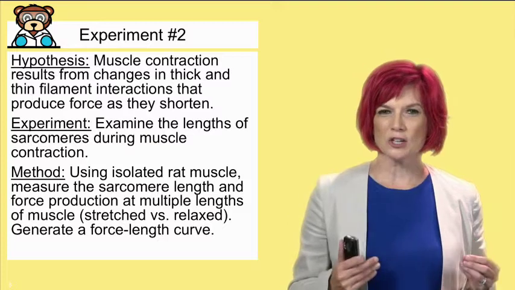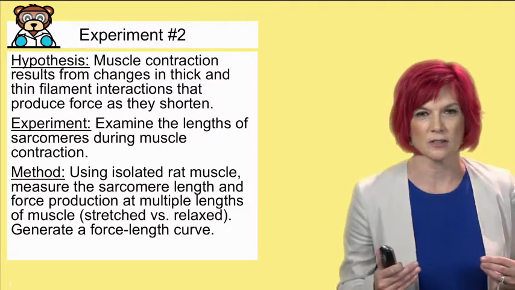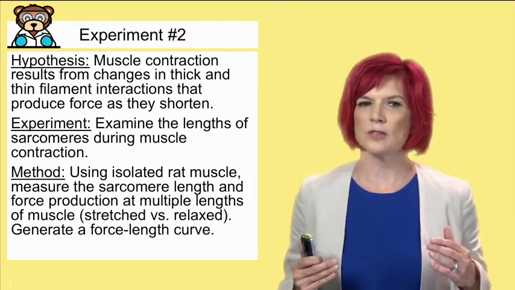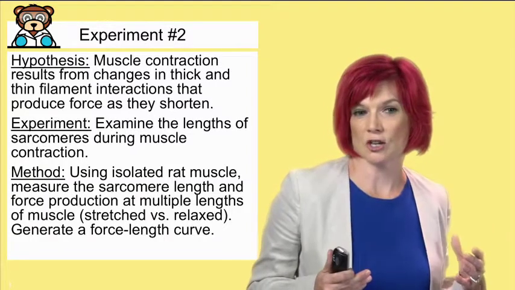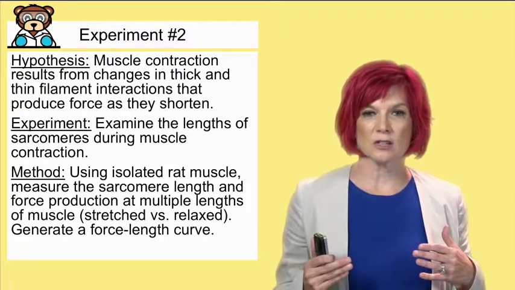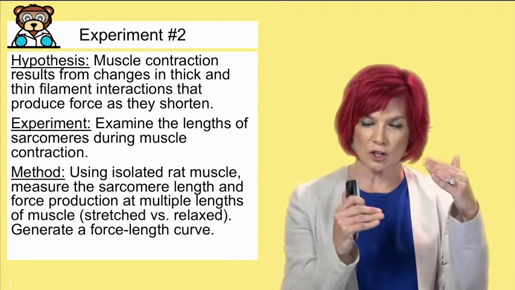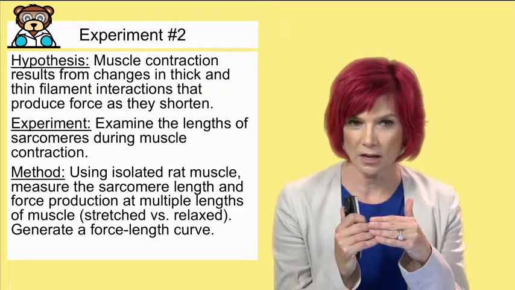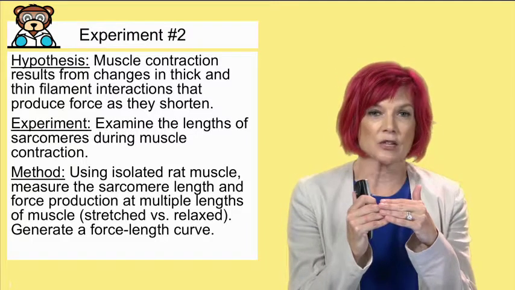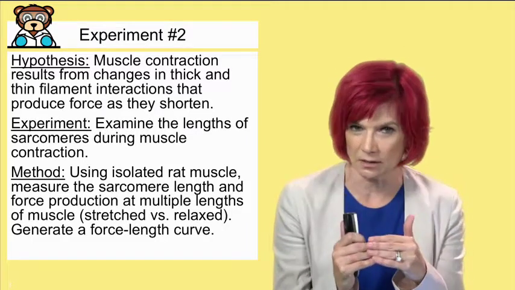And that observation led to a second hypothesis at the time. And that hypothesis was that muscle contraction results from changes in the thick and the thin filaments and the interactions between those filaments that shorten and produce force simultaneously.